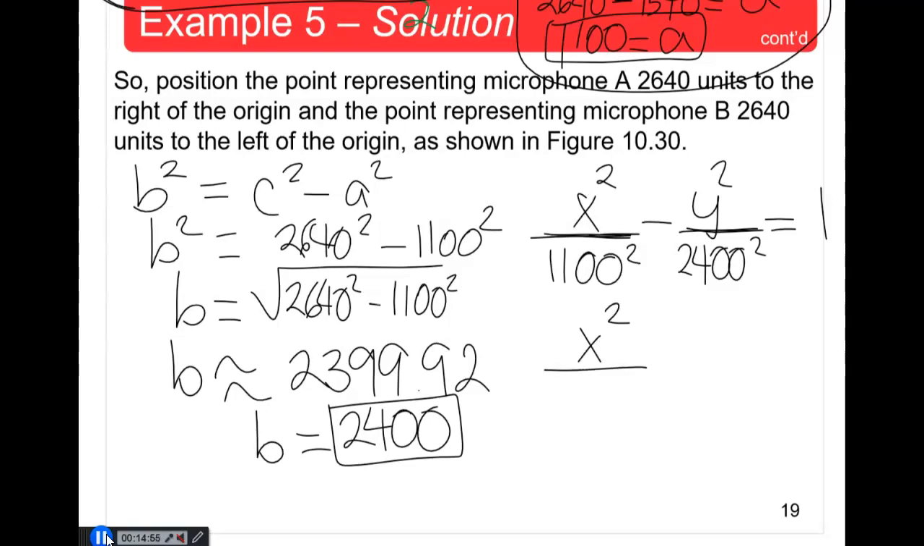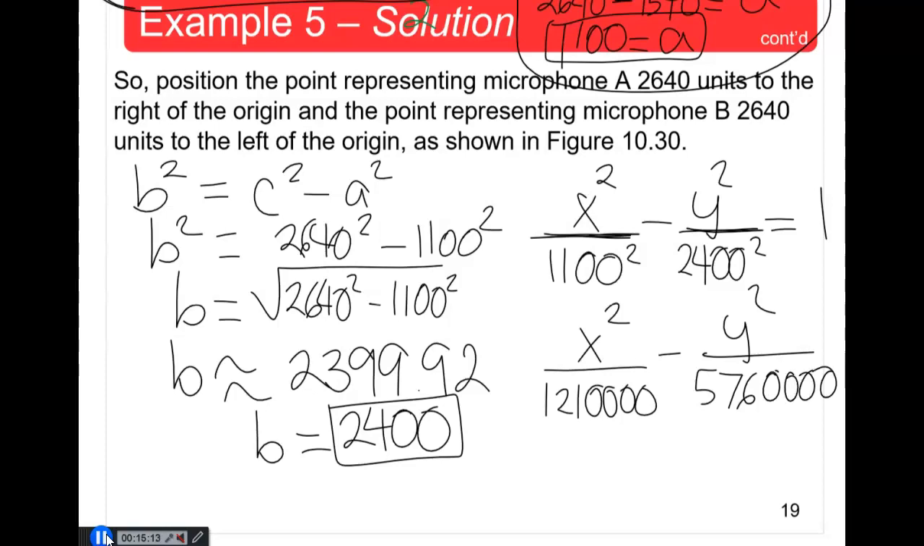So if we just calculate 1100 square, we're going to get a pretty large number. So that is going to be 121 and 4 zeros. And the other one is going to be 2400 square, and that would be 576 and 4 zeros. So that would be like 5,760,000. And the other one is 1,210,000. So that's the answer. That's the equation for that hyperbola.